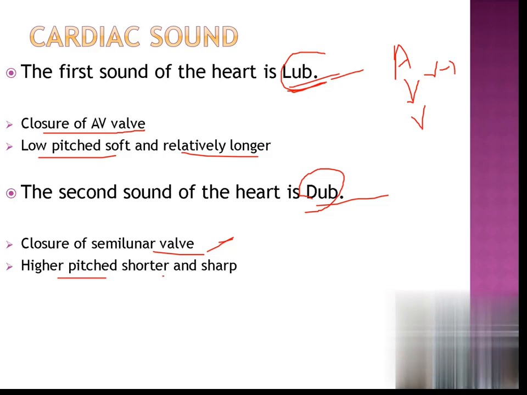So what is the difference between lub and dub? There are two major differences. First, lub is the closure of the AV valve, and dub is the closure of the semilunar valve. And second, lub is very low pitched, soft and relatively longer, whereas the dub sound is high pitched, shorter and sharp. It's like lub dub, lub dub. So these basically form the heartbeat or heart sound, that beat which is the lub dub sound. Basically, the main reason is the AV valve and the semilunar valve.